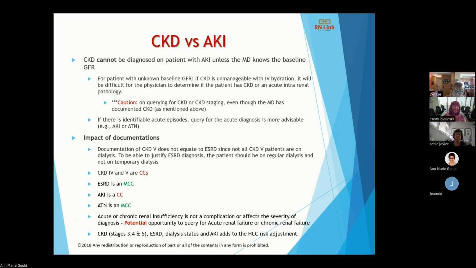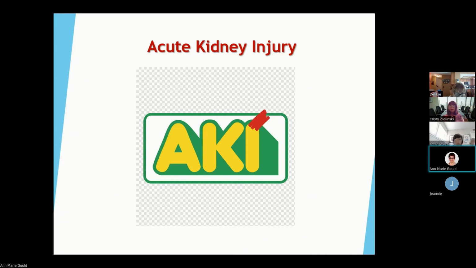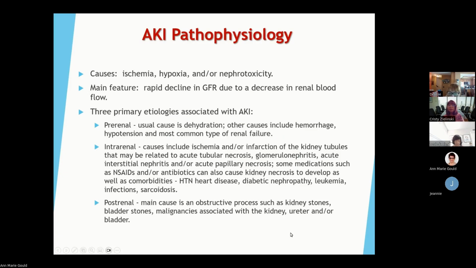So let's go through AKI. Causes, pathophysiology: ischemia, hypoxia, and nephrotoxicity. The main feature is a rapid decline in your GFR because of decreased renal blood flow, right? So your three primary etiologies are pre-renal, intrarenal, and post-renal. We're going to go into this more in depth later on. I'm not going to read all of this because we have another particular slide.